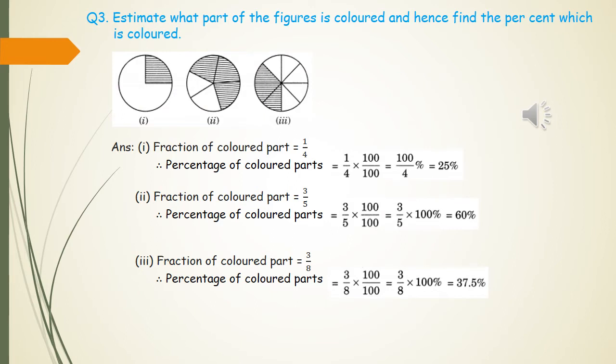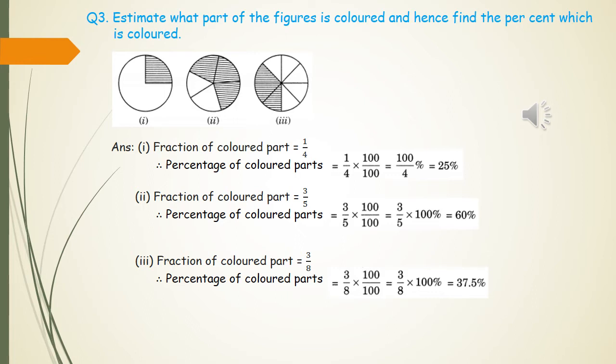Question number 3, we have to estimate what part of the figures is colored or shaded, and hence find the percent which is colored. So first part, we can see 1/4 of the circle is shaded. So 1/4 is the fraction. We are following the method learnt earlier. We are multiplying both the numerator and denominator by 100, and after reduction, we are getting 100 by 4% or 25%.